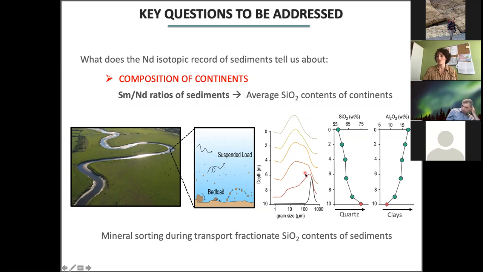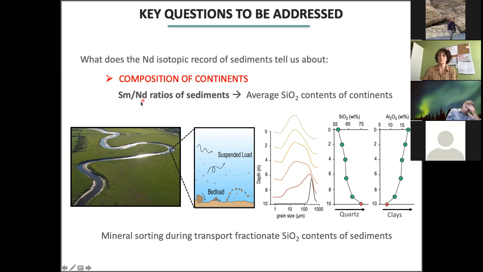And this variation in grain size is associated with a chemical variation that you can see here, especially in terms of silica. So basically, fine-grained sediments tend to have lower silica content compared to the average silica content of the catchment area, while coarser sediments at the bottom are more enriched in quartz, and so they tend to have a silica content that is higher than the average catchment area. So we have to find another way to estimate the silica contents of continents.